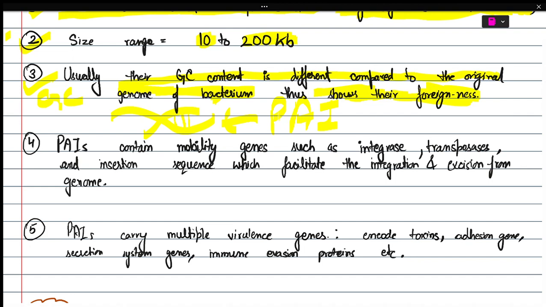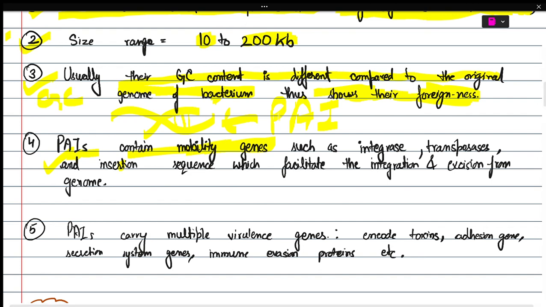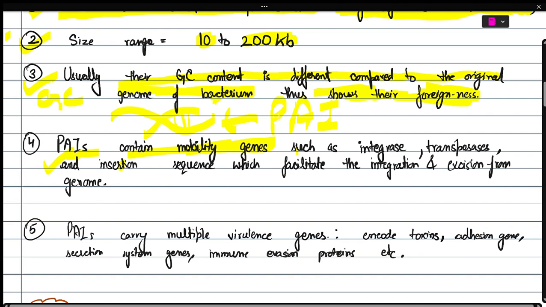You can simply say. Okay, and the fourth point is regarding mobility. So if you talk about mobility, then PAIs contain mobility genes, just like genomic islands, because genomic islands are mobile. So are PAIs because they are again a subset of the genomic island. So basically, PAIs can contain integrase, transposases, and also some insertion sequences that facilitate the integration and excision from the genome.